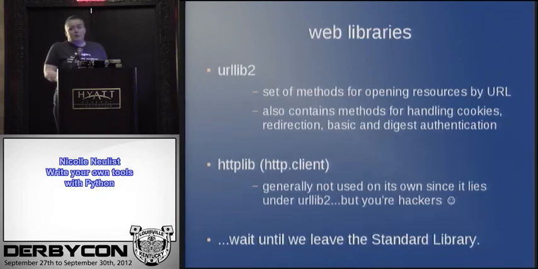If you want to hack on some lower level HTTP client functionality, httplib is what it's called in Python 2. http.client is what it's called in Python 3. They do the same thing. They're lower level. Generally not used, but you're hackers. If you want to do something lower level on HTTP, that might be useful.